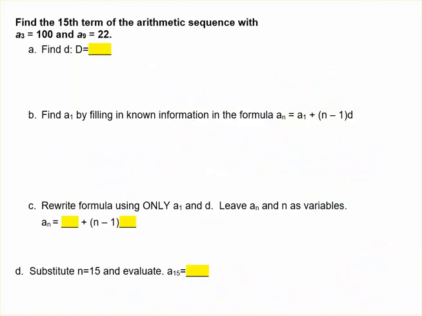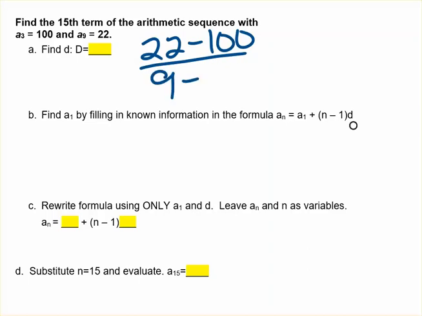Let's find the 15th term of an arithmetic sequence where a sub 3 is 100 and a sub 9 is 22. Let's start by finding d. So remember, I want to subtract the later term, 22 minus 100, because you'll see my pattern is decreasing, divided by the 9th term minus the 3rd term. So negative 78 divided by 6. Our difference is negative 13.